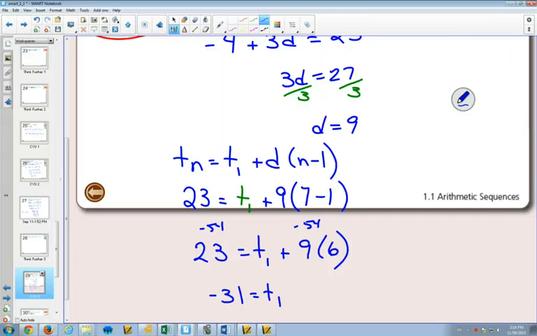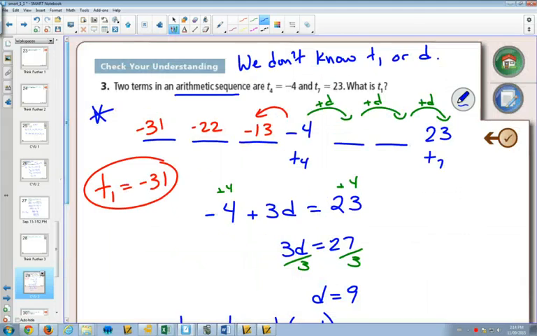So the questions you can do that deal with this one are number 10 and number 13.